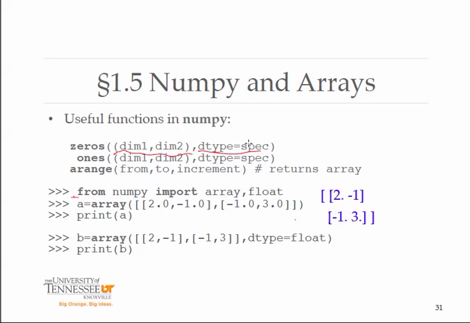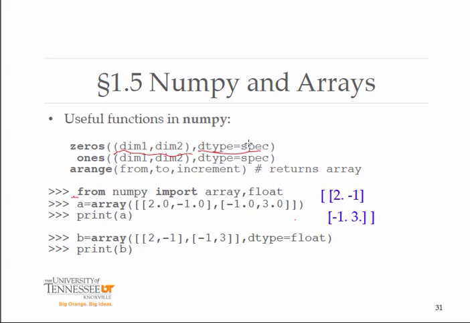So ones is very similar to zeros. It's just a way of initializing all the components of the array. In this case, you're basically thinking of a two-dimensional array here to be all ones, again, according to the specified data type. There's also a very useful function called arange. We've seen range before as a way of generating a list of items that can be used for an iterator variable, say as part of a for loop.